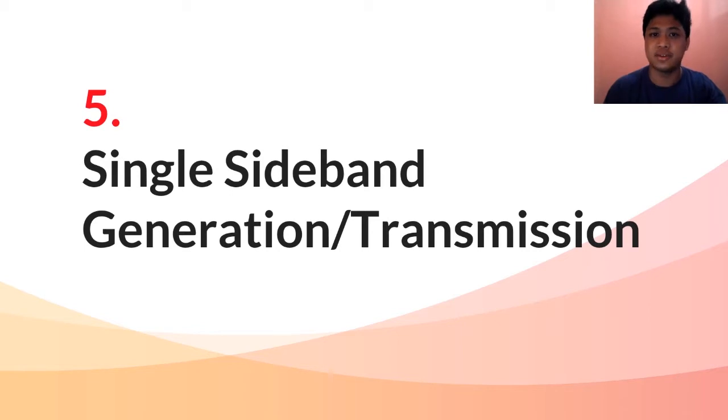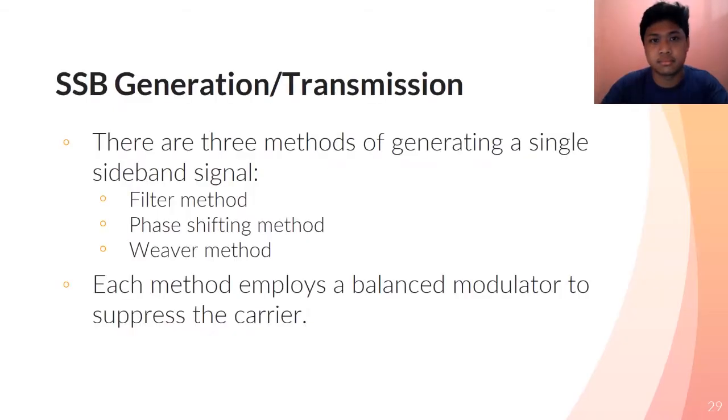In this video, we are going to discuss single sideband generation techniques. This will be the last module under the single sideband systems. There are three methods of generating a single sideband signal. First, we have the filter method, the phase shifting method, and the Weaver method. Each method employs a balanced modulator to suppress the carrier.